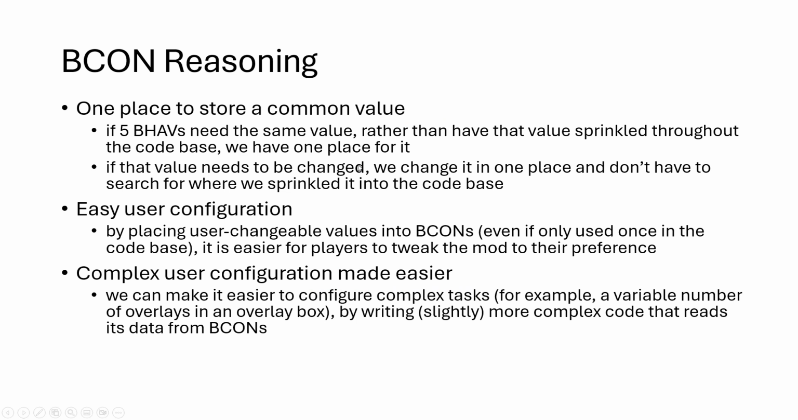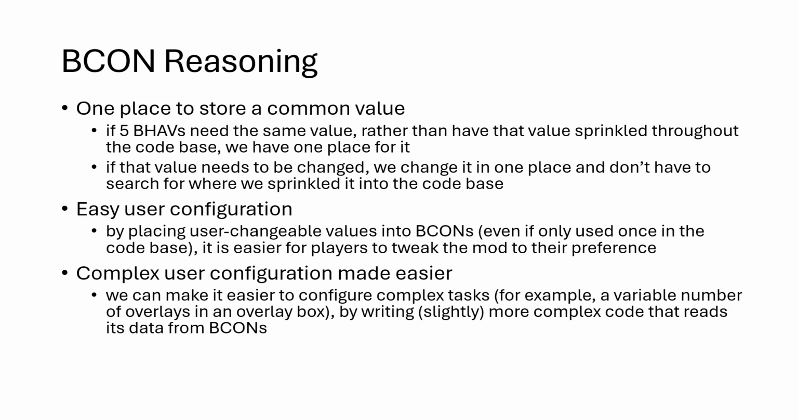So why do we use BCONs? One place to store common values. If we had 5, 6, 7, 10 blocks of code that all wanted to access the same value, rather than sprinkling that number 8 throughout our code, we can put it in a constant, we can access the constant. We then just access the constant 8 times. If we then need to change it from 6 to 10, we change it in one place. We don't have to search through all the code to find it. So that's why we as programmers do it.